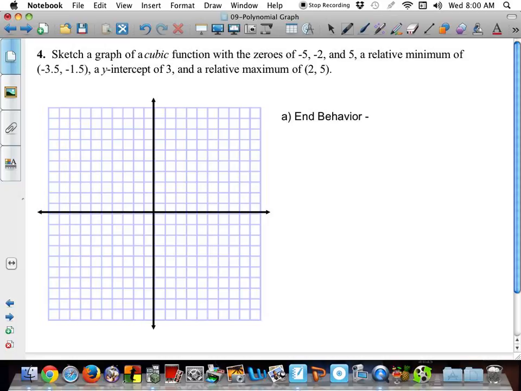Number four is a cubic function. So here we have cubic functions with now 3 zeros. So cubic, you have x to the third. We have 3 solutions, a relative minimum. Okay, so another minimum. So this is kind of what it's looking like. A y-intercept of 3 and a relative maximum. So yes, it's going to go in 2 directions here. Let's go ahead and start with our zeros. So I have -5, 0, -2, 0, and 5.